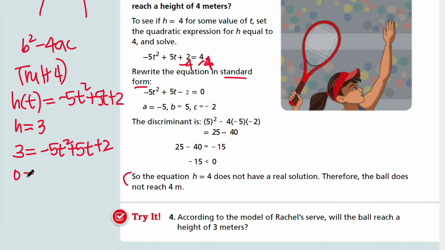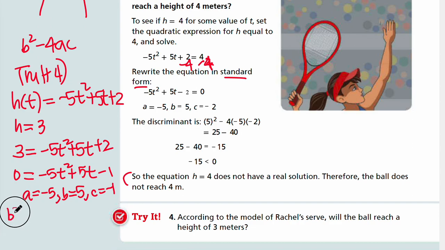So let's figure that out. Again, you're going to subtract 3 on both sides to make this equation into a standard form. And so you would have negative 5t squared plus 5t minus 1. And then you will find the discriminant b squared minus 4ac. But first, let's identify a, b, and c. A is negative 5, b is 5, and c is negative 1. Your discriminant equation is b squared minus 4ac. And that's equal to 5 squared minus 4 times negative 5 times negative 1. And that's equal to 25 minus, because negative, negative, negative, if you multiply negative 3 times, it's still a negative, right? 20 times 1, 20, and that's equal to 5.